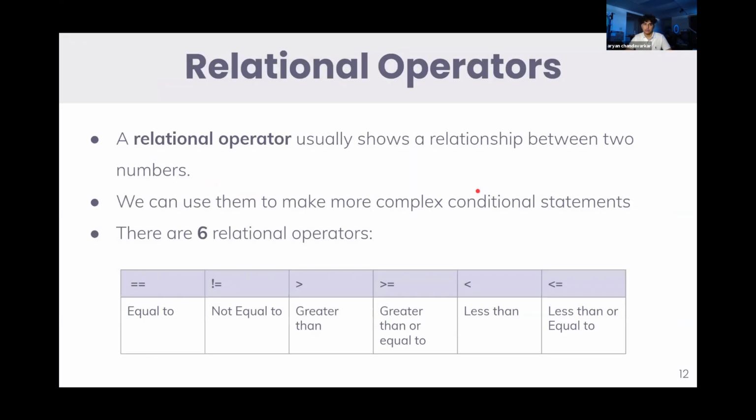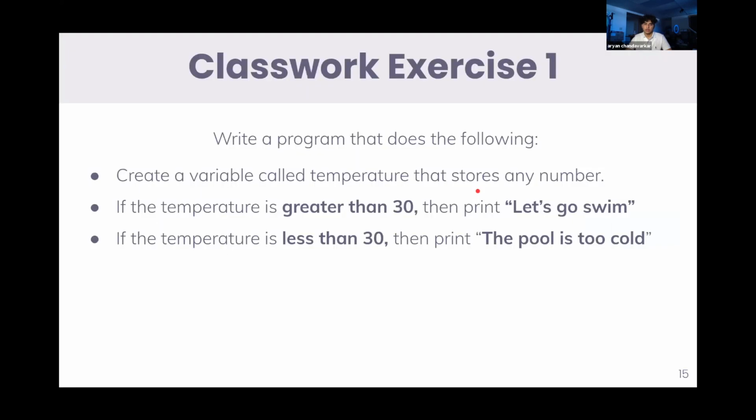So let's go back to the classwork exercise. Again, you're going to have a variable called temperature. If the temperature is greater than 30, print let's go swim. And if it's in any other case, then write that the pool is too cold. We'll give you 7 minutes. So at 6:14, we'll come back. If anyone wants to see me walk through it, you can stay in here. Just type in chat if you want to do it on your own or if you want to stay with me and watch me run through it.